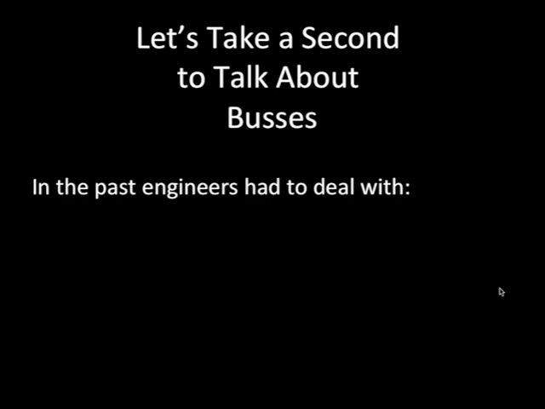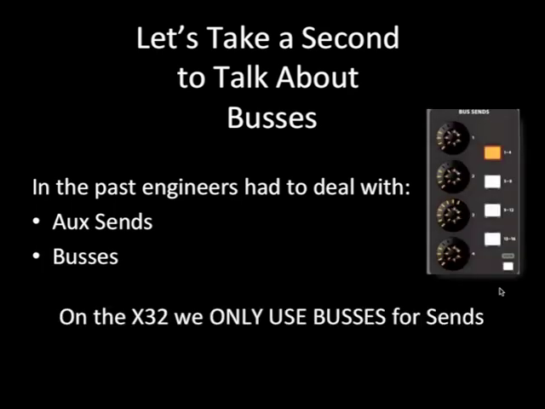Okay, I want to take a second to talk about buses. In the past, engineers had to deal with aux sends and buses. On the X32, we're just referring to them as buses. So we have 16 buses, and because we're in a digital console, we can configure those 16 buses as pre or post aux sends or as subgroups or whatever we need. But for the operation of the console, we're just going to be calling them buses.